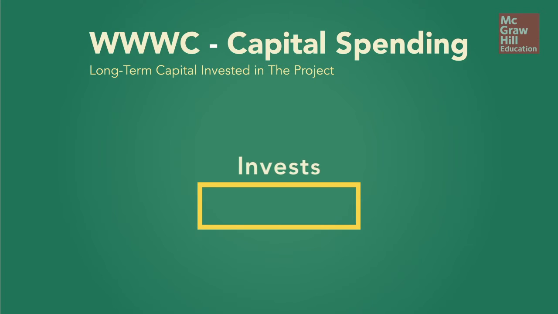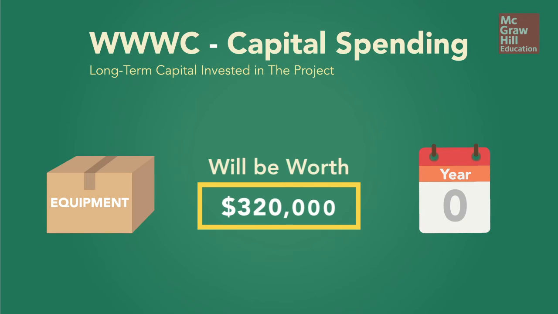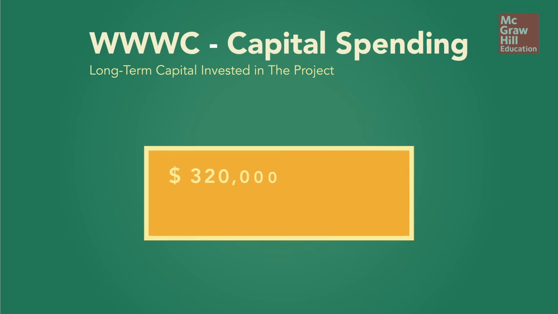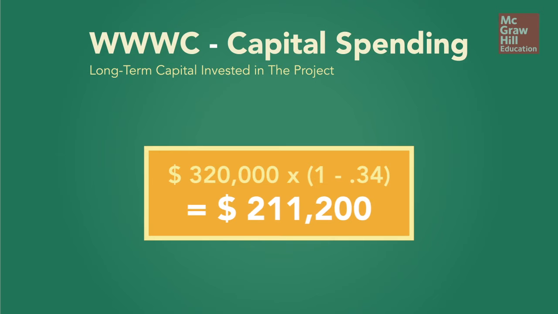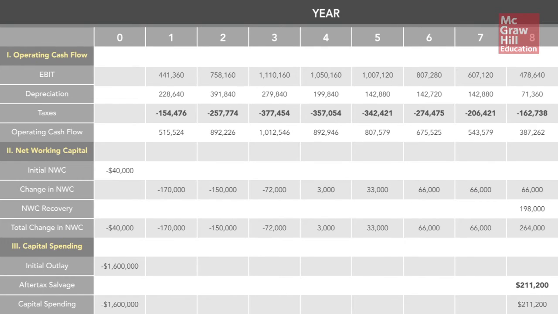The company invested $1.6 million at year 0. The equipment will be worth an assumed $320,000 at the end of the project with a book value of 0 at that time. Assume that we sell the equipment at the end of the project. The $320,000 excess of market value over book value is taxable. To calculate the after-tax proceeds, they will be $320,000 times 1 minus 0.34 equals $211,200.